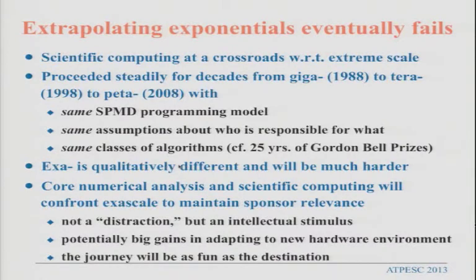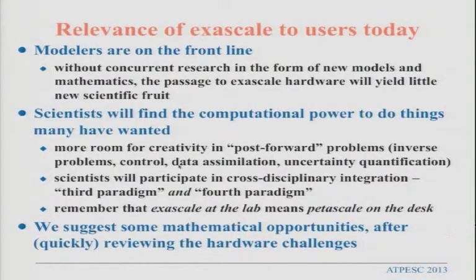And the modelers are on the front line because without concurrent research beginning now, that's why Paul wanted to have this workshop, in the form of new models and mathematics, the passage to exascale hardware will lead little new scientific fruit. We'll still be using it more or less at the petascale. Scientists will find computational power to do things many have wanted, to go beyond just the forward problems, putting in the boundary conditions, the initial conditions, marching out the PDE. We'll put loops around that.